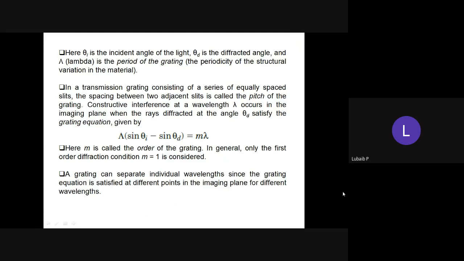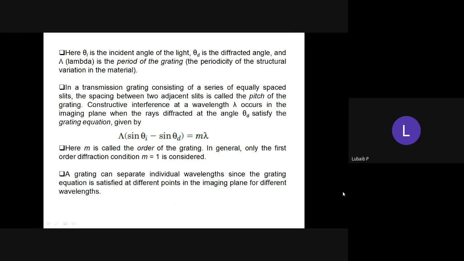Pitch of the grating. Constructive interference at a wavelength lambda occurs in the imaging plane when the rays diffracted at an angle theta d satisfy the grating equation. I think you have studied this grating equation in physics: lambda (sin theta i − sin theta d) = m lambda, where m is called the order of the grating. In general, only the first order diffraction condition, that is m equal to 1, is considered.